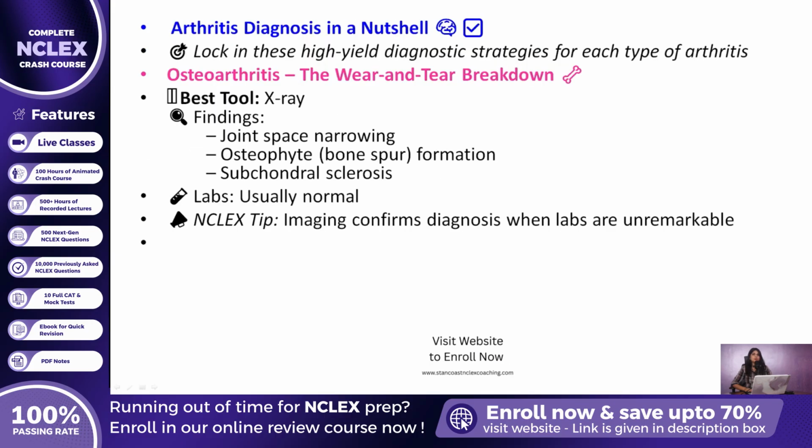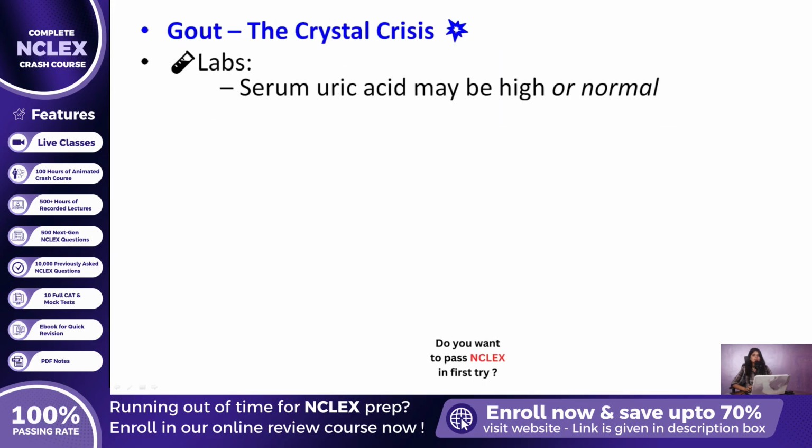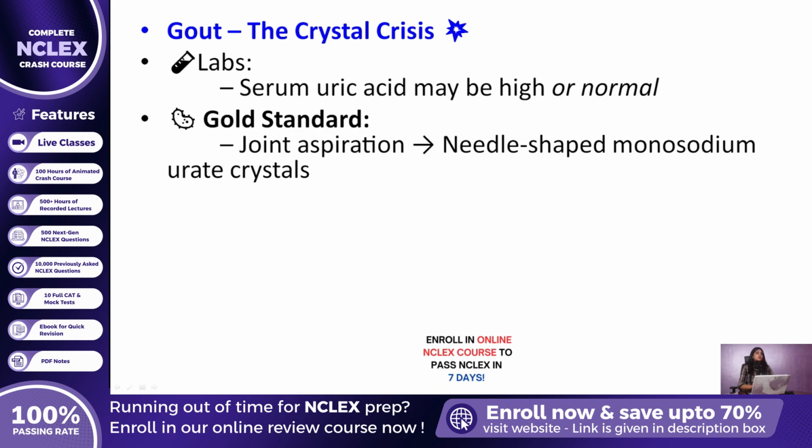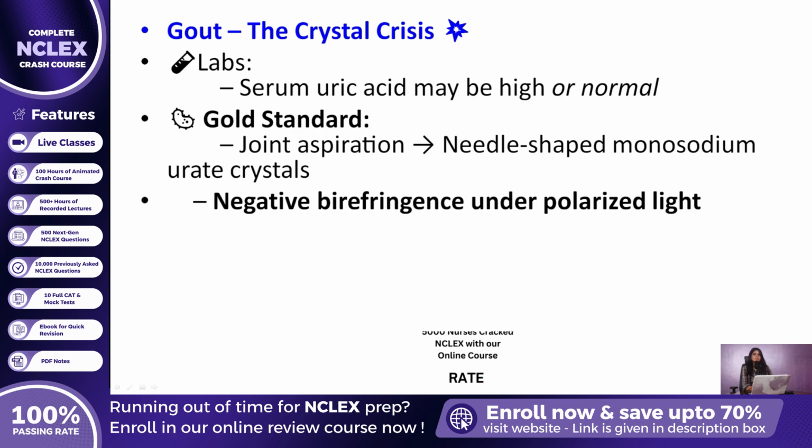These help confirm autoimmune inflammation. For gout, never rely on uric acid levels alone. The gold standard is joint aspiration and crystal analysis, where you specifically look for needle-shaped monosodium urate crystals with strong negative birefringence under polarized light.